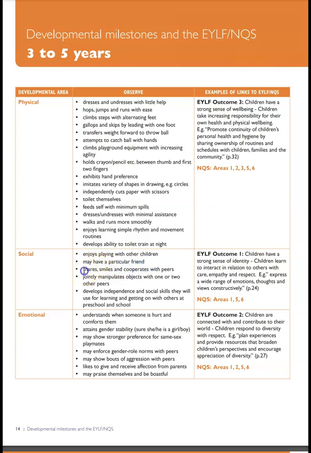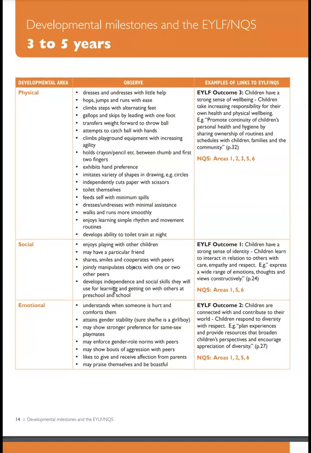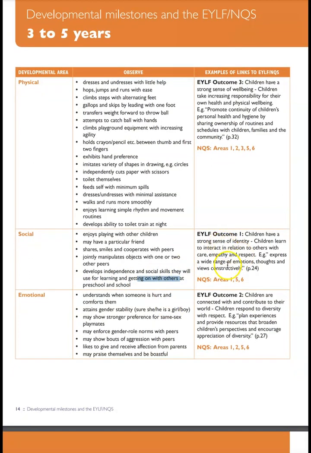You can see that they share, smile, cooperate with peers. So they're involved in collaborative activity, reading to a baby brother. They also jointly manipulate objects, in our case a book, and they definitely collaborate and share. They are getting on with others, yes, really well. And it seems that they do meet this EYLF outcome 1. Children have a strong sense of identity, learn to interact in relation to others with empathy, care, and respect.